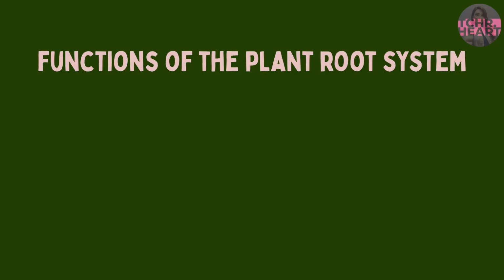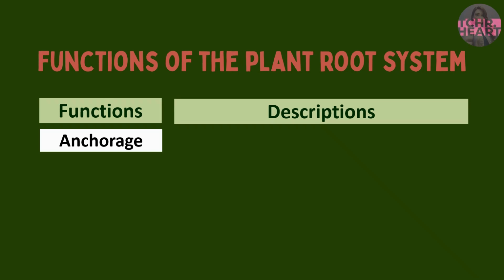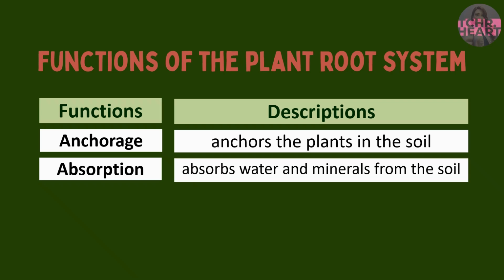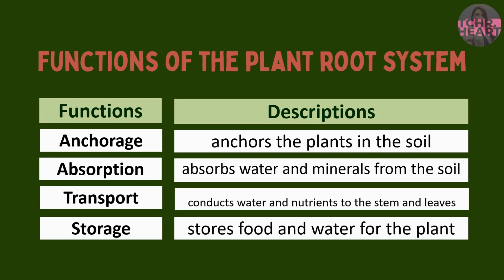Functions of the plant root system, functions and descriptions. Anchorage, anchors the plants in the soil. Absorption, absorbs water and minerals from the soil. Transport, conducts water and nutrients to the stem and leaves. Storage, stores food and water for the plant.